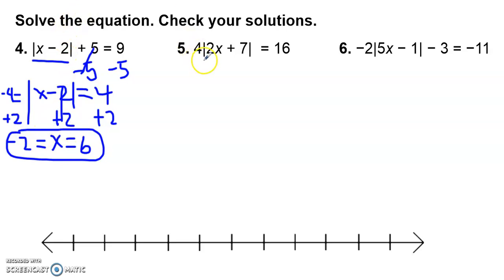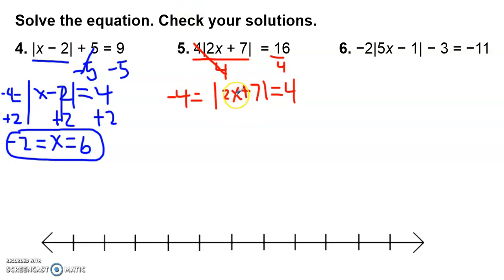Alright, for this one, we need to get the absolute value alone, and we have this 4 over here that's touching it. Remember that if we have a number touching, that means timesing. And the way to get rid of timesing is to divide. So we're going to divide this whole side by 4, and we're going to do the same thing over here. Those cancel, and we have 2x plus 7, and that's the absolute value. 16 divided by 4 is 4. So now that we have our absolute value alone, we can put our negative 4 on the other side.